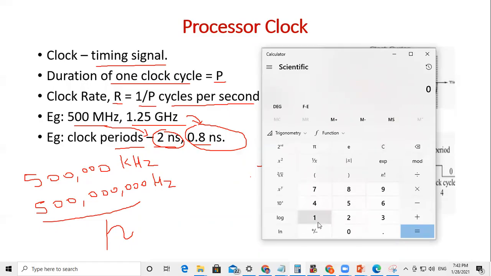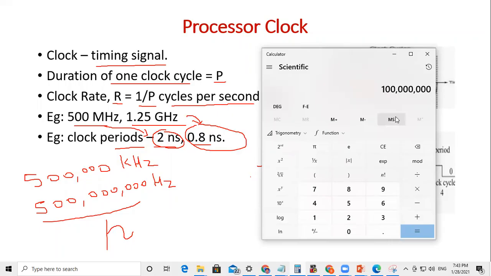1 second is how many milliseconds? 1000 milliseconds is one second, right? And how many microseconds is 1 second? Add another three zeros. This many microseconds is 1 second. Now we want 1 second in terms of nanoseconds. How many nanoseconds is 1 second? Again, add three zeros.